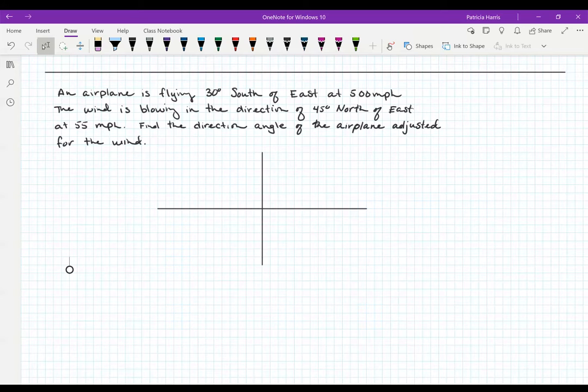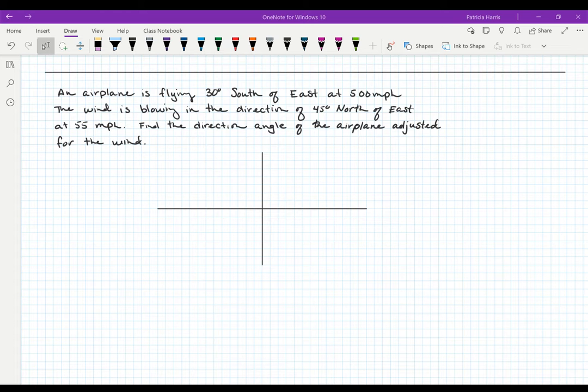Okay, so this particular problem that we're going to do right now is from your homework assignment. I believe it is slide 7 of 11. All right, so we have an airplane flying 30 degrees south of east at 500 miles per hour. The wind is blowing in the direction of 45 degrees north of east at 55 miles an hour. Find the direction angle of the airplane adjusted for the wind.